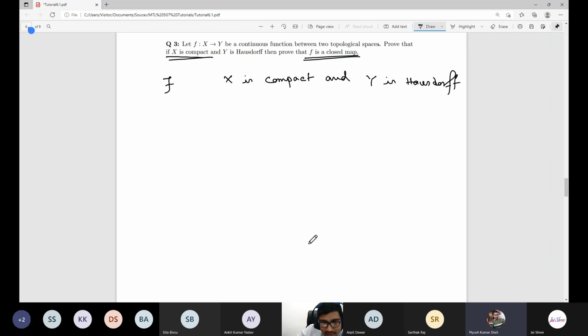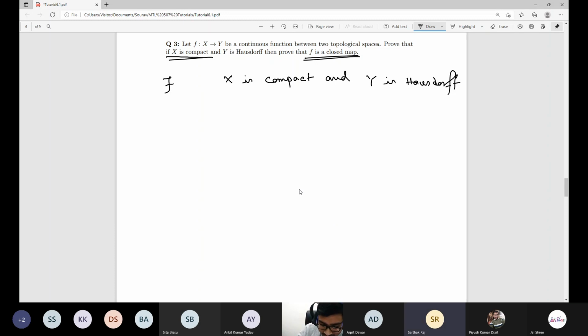Take arbitrary closed sets A subset of X. What about others? Piyush, wait a bit. Give friends a chance too. Yes, Sarthak, we can take any closed set.